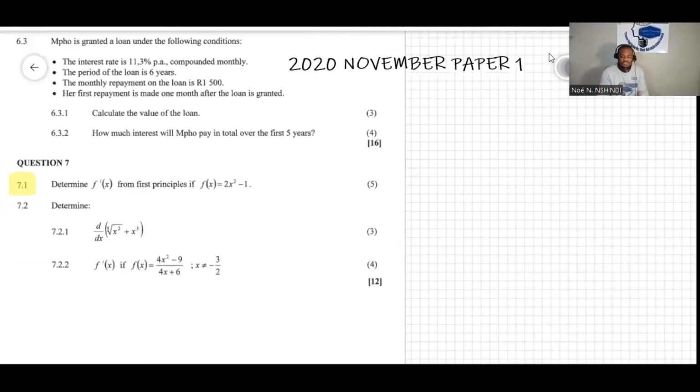Well, we have another question here, question 7. Question 7.1 says, determine the first derivative of f of x from first principles if f of x equals 2x squared minus 1. Now, I'm going to write the question over here. It's question 7.1.